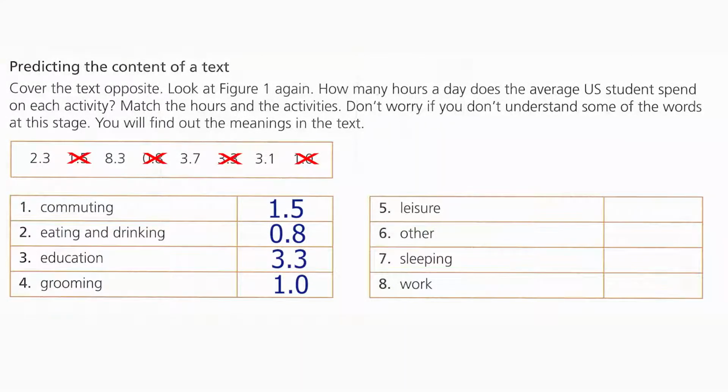Number 5, leisure. It takes something like 3.7 hours per day. Number 6, other. This would take 2.3 hours. Number 7, sleeping. This takes 8.3 hours per day. And last but not least, work. It is something like 3.1 hours per day.